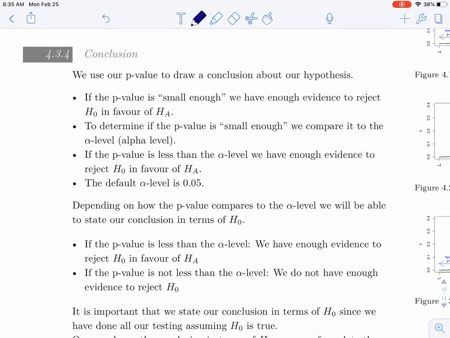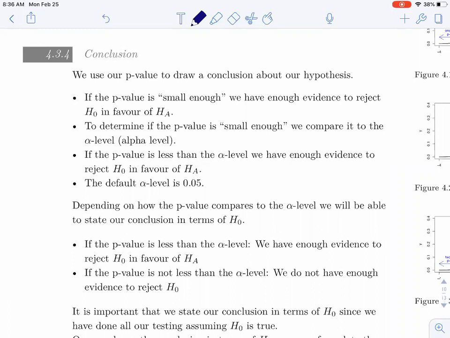Step 4, finally, is our conclusion. The conclusion's a big deal, right? The conclusion is the reason we're doing all this testing. Your conclusion is basically going to be your entire research paper. Here's what we found. It was significantly different from this value. Here's why. And so your conclusion is really, really important.